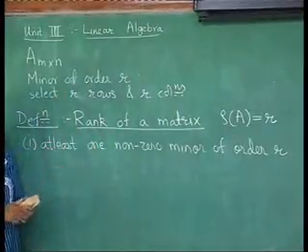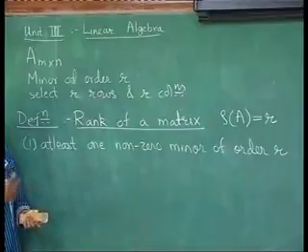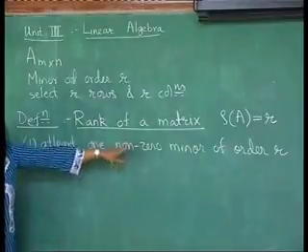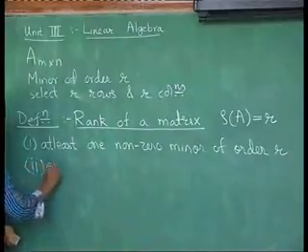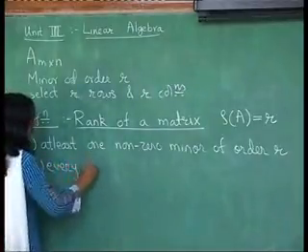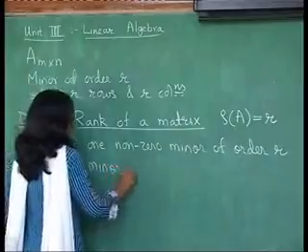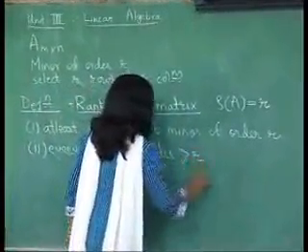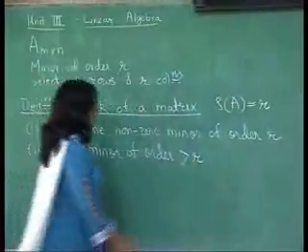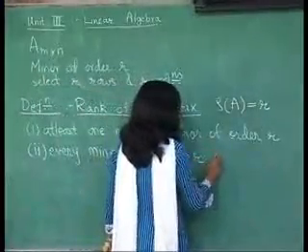Make sure that amongst all the minors of order R, at least one of them is non-zero, and every minor of order greater than R is 0.